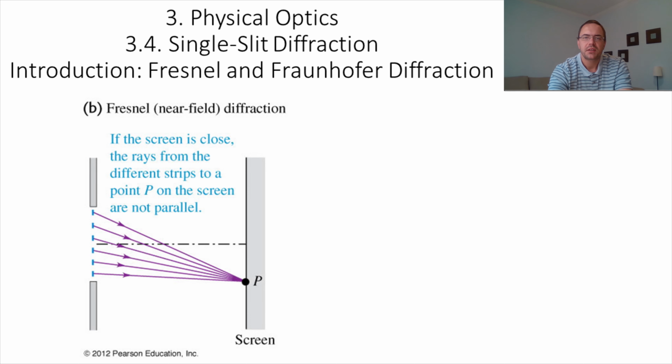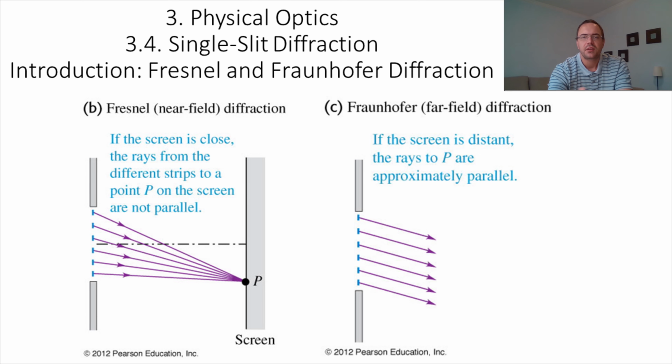When talking about diffraction, you may also encounter the terms Fresnel diffraction and Fraunhofer diffraction. These two names refer to the conditions of whether you observe the diffraction far from the opening or close to the opening. In the case where you observe the diffraction relatively close to the opening, then we call this Fresnel diffraction or Fresnel conditions. And in the case where the diffraction is observed far from the opening, we call this Fraunhofer diffraction or Fraunhofer conditions.